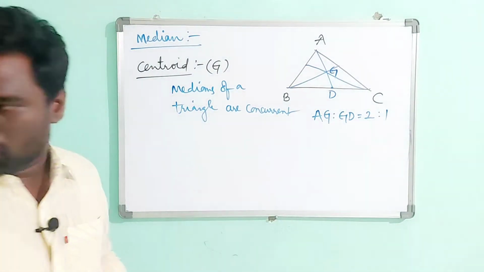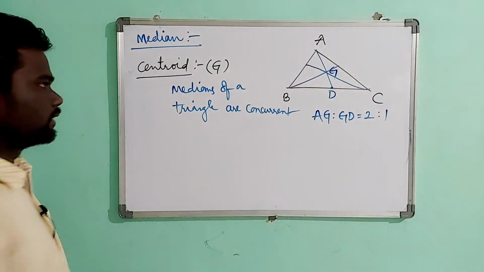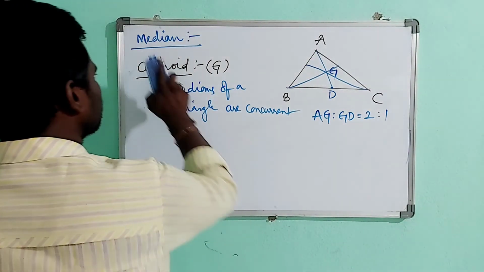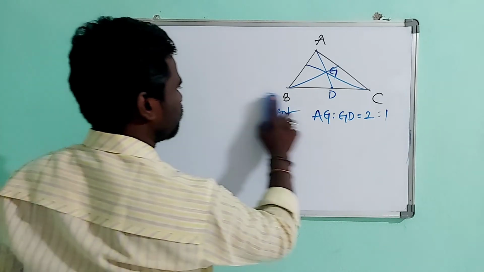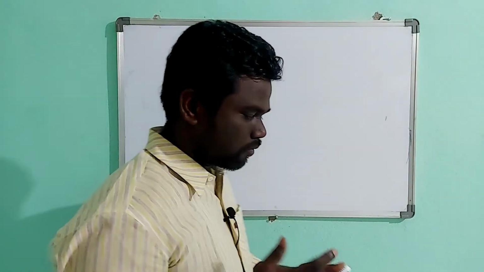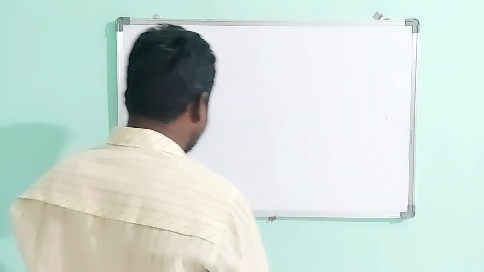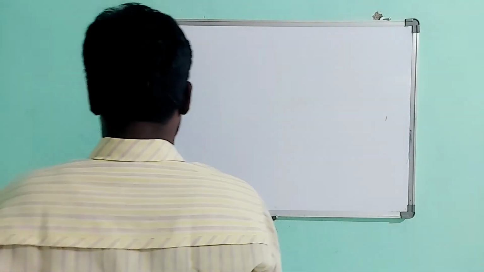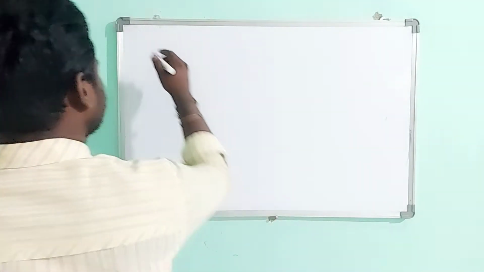Next, move on to the second one, that is circumcentre. Before starting with circumcentre, I would like to explain perpendicular bisector.